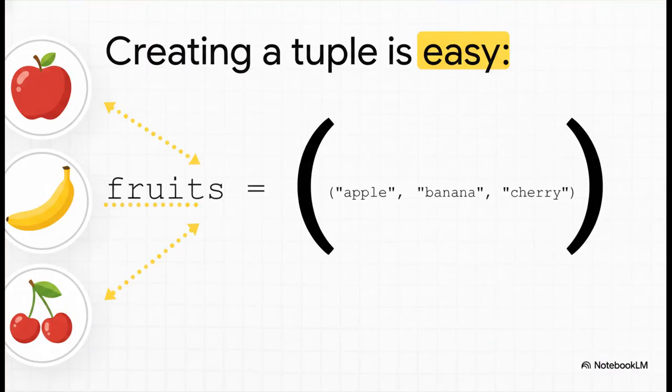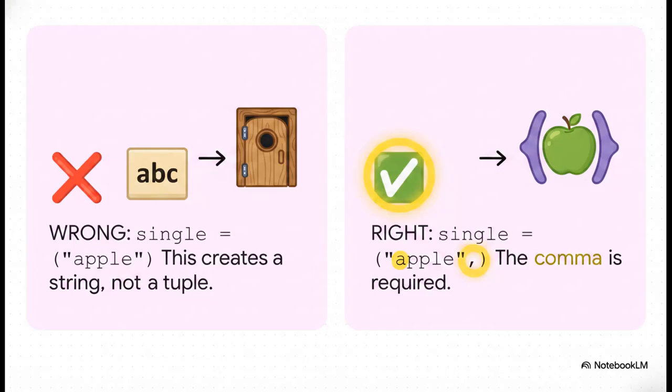Making a tuple is actually super easy. Instead of the square brackets you'd use for a list, you just wrap your items in regular parentheses, and you separate them with commas. Simple as that. You've now officially packed those three strings into a single ordered tuple. Now, here's that little trap I mentioned, and it gets a lot of beginners. If you try to make a tuple with just one item and you forget the comma, Python doesn't see a tuple. It just thinks you're putting parentheses around a normal string. It's that trailing comma that explicitly tells Python, hey, pay attention, this is a tuple. It's a tiny detail, but it's absolutely crucial.